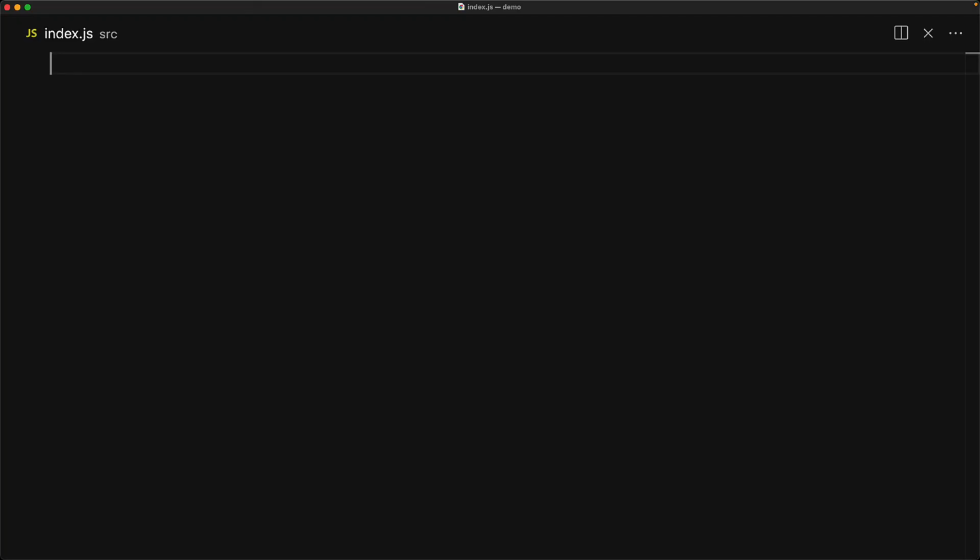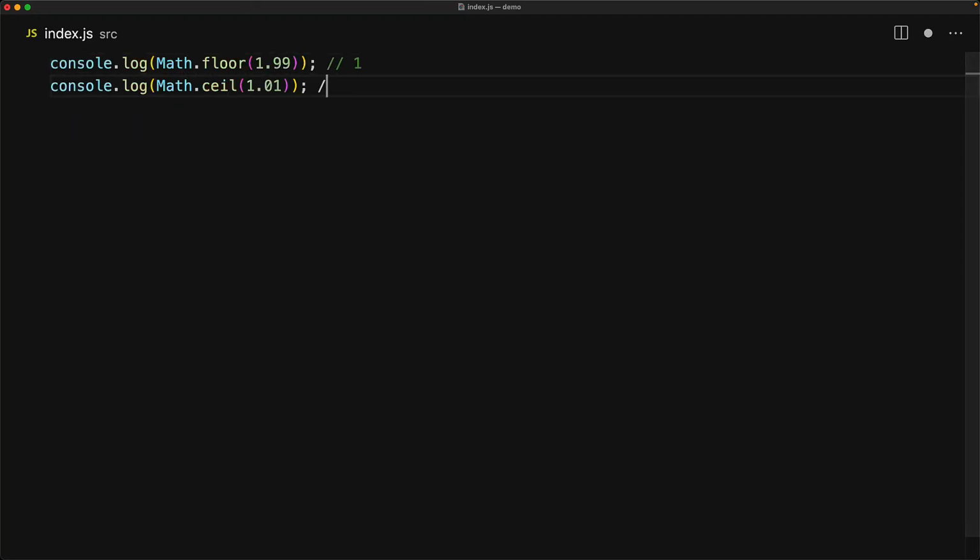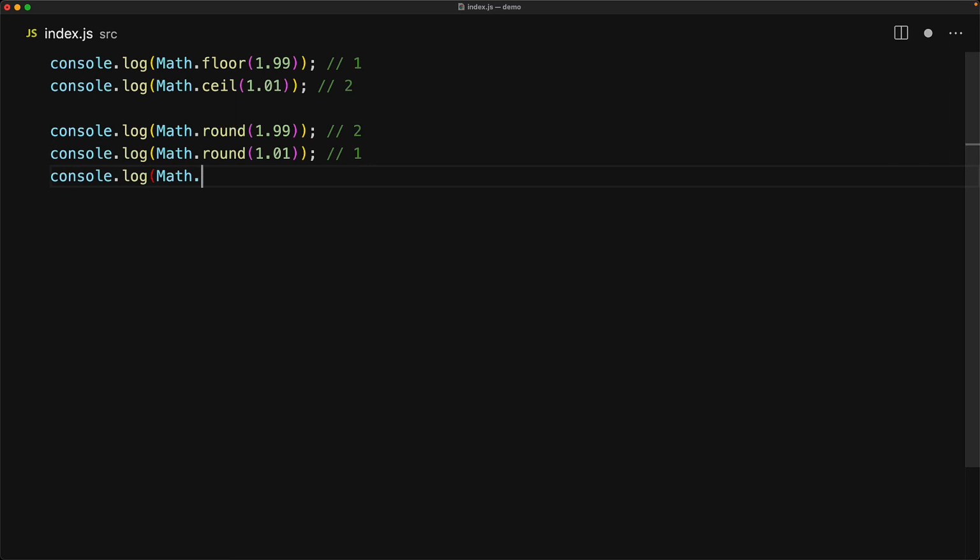JavaScript comes with a built-in global Math module that provides a lot of utility functions and some constants that make it easier to work with numbers. For example, there is Math.floor, which will get rid of the floating portion. There is Math.ceil, which if there is a floating portion, it will bump up the integer value. So here 1.01 becomes 2. And then there is Math.round, which will round it to the nearest integer most smartly. For example, 1.99 becomes 2, 1.01 becomes 1, and 1.5 gets rounded up to 2.